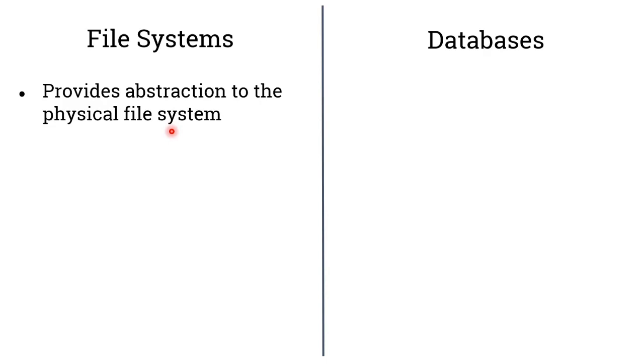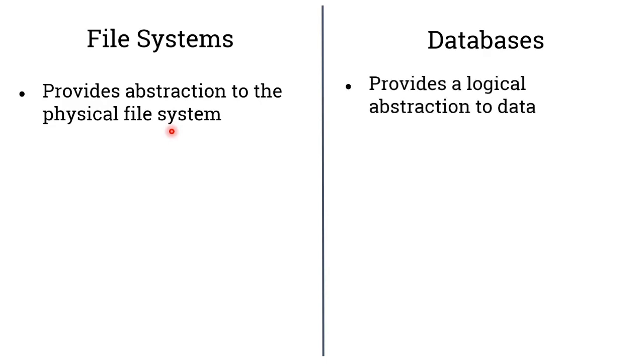Whereas a database provides logical abstraction on top of the data. Most databases are built on top of a file system, right? You need some sort of abstraction layer below that. But what databases do is provide one more layer of abstraction, which is a logical abstraction on top of the data, which makes accessing the data much easier, and you could access the data in multiple ways.